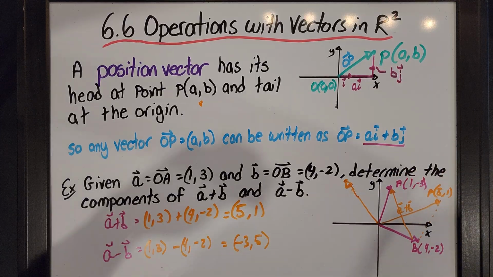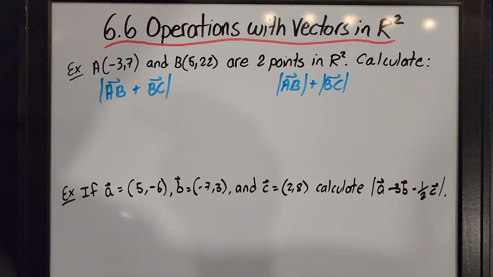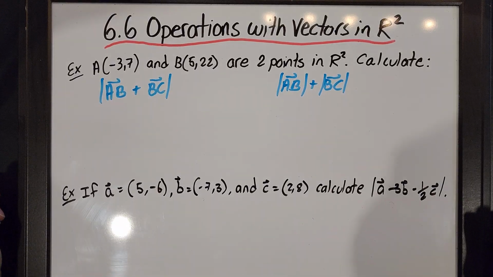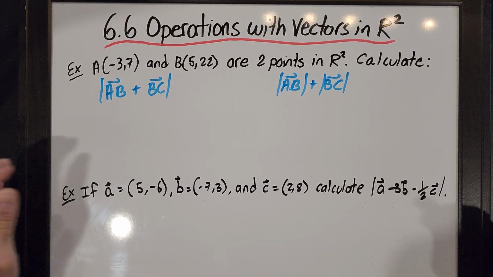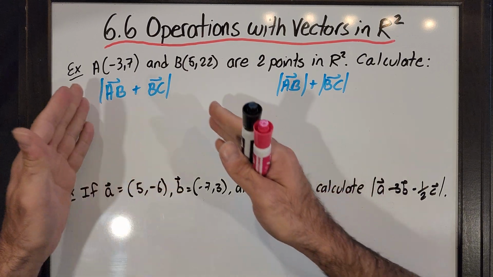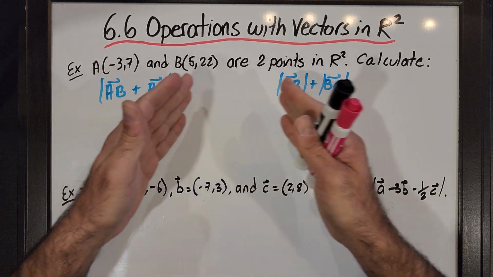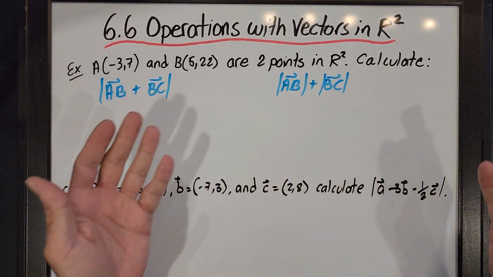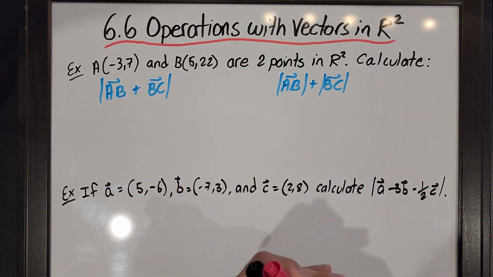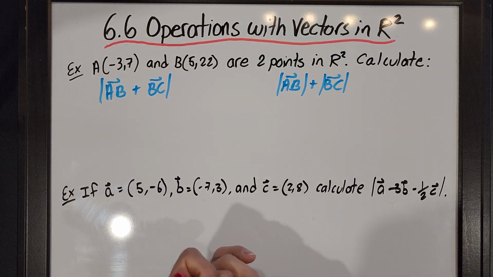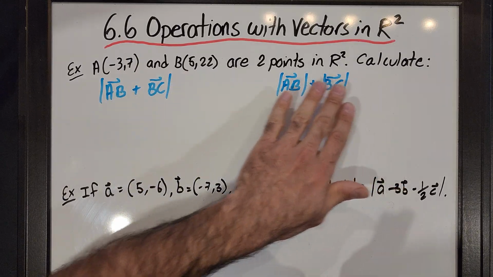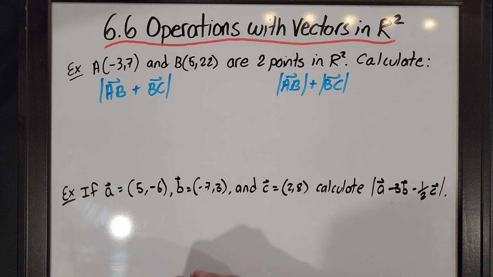Okay, let's move on to a few other examples. The next few examples are pretty important, pretty easy though, but there are subtle differences, like the magnitude of AB plus BC versus the magnitude of AB plus the magnitude of BC. So simple things like this can cause mistakes, so let's clear up some confusions. We have two vectors in our R squared space. We want to calculate these two things.